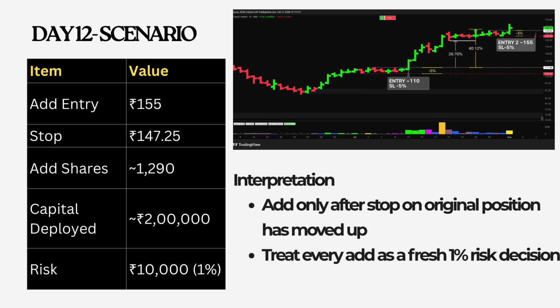So what is the interpretation? That we only add after the stop on the original position has moved up. Basically, if you are in profit, treat every add as a fresh per-position risk decision. I'm not saying you add another 20% of portfolio, because 2 lakh is basically 20% of your portfolio, but you're not expected to do that. You can definitely reduce to 10% only.